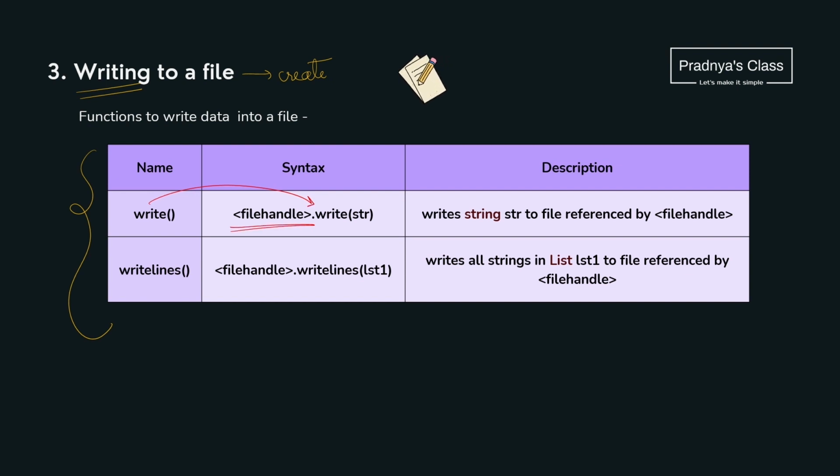We use the file handle, or we can call it a file object. It takes a parameter in the form of a string. It writes the string to the file. The second function is writelines. Writelines takes a list of strings.